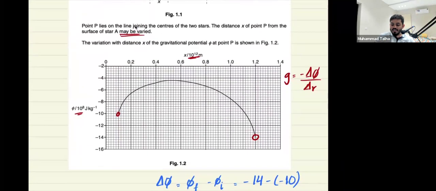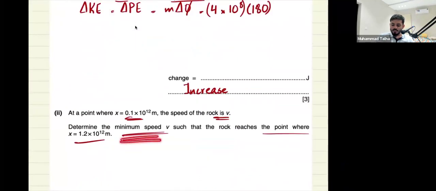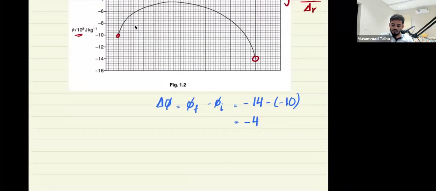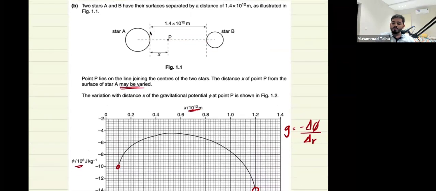The idea here is: if we are talking about the minimum speed, what does this really mean? If my object is here, and I wanted to go all the way till here, one way to do this is to push it all the way from one end to another until it actually hits the surface of star B. But is that really necessary? The answer is no. It's not really necessary, and hence the word minimum speed.